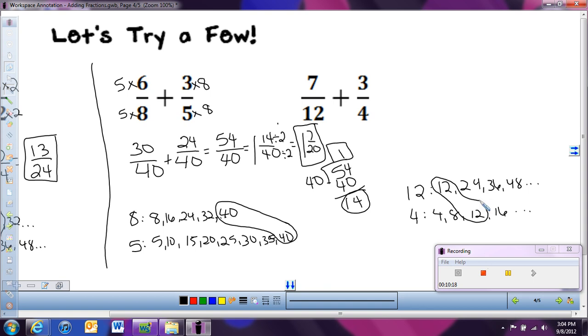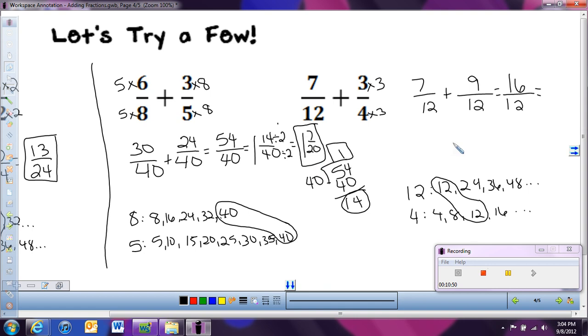It's 12 right here. And if we look, 7/12 is actually going to stay the same, so I don't even have to do anything to that one, because that one already is 12. And then for 3/4, to go from 4 to 12, we're going to times by 3. And whatever I do to the bottom, I do to the top. And 3 times 3 is 9. Now I can add them together. Remember, the bottoms stay the same. We're just going to do the top. 7 plus 9 is 16.